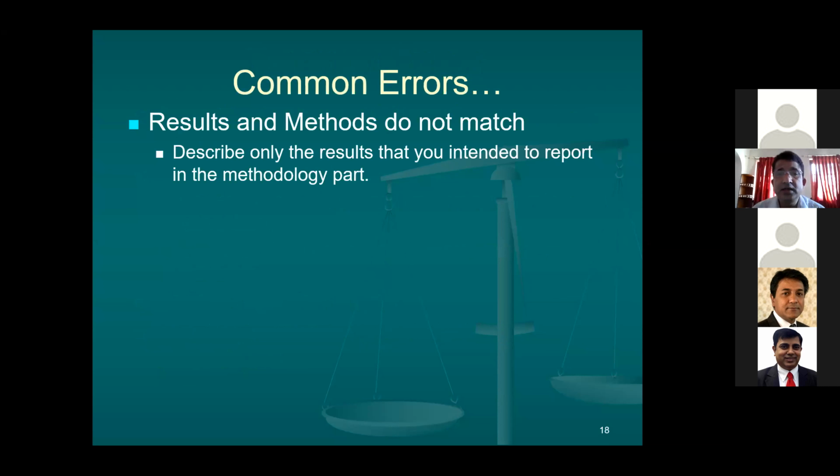Another thing is results and method sections that do not match. This also we have encountered very commonly. In the method section, you said that you will do this and that, but in the result, it's completely different. So this is again a big no-no.